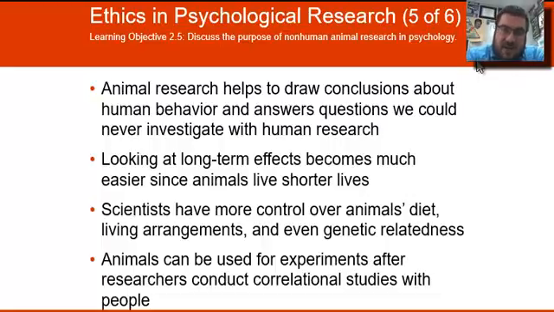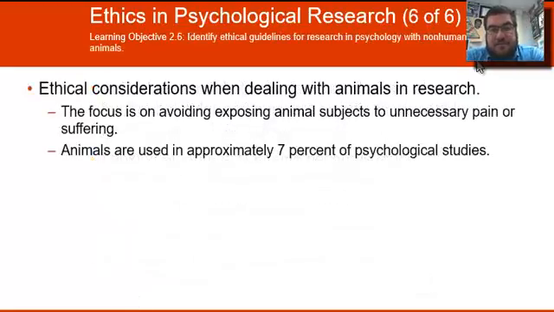Looking at the long-term effects of things becomes much easier since animals live shorter lives. Scientists also have much greater control over animals than they would over people. And after we do an experiment with animals, we can then conduct a correlational study using people. Whenever we deal with animals in research, we want to avoid exposing animals to unnecessary pain or suffering. And like I said, it's used in less than 1 in 10 experiments. So we don't use animals in a lot of experiments anyway.